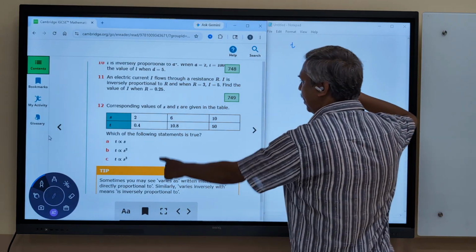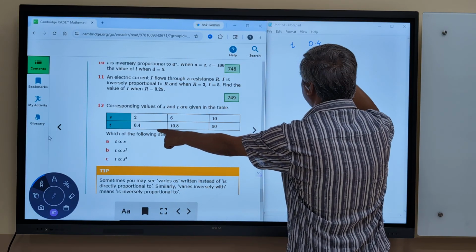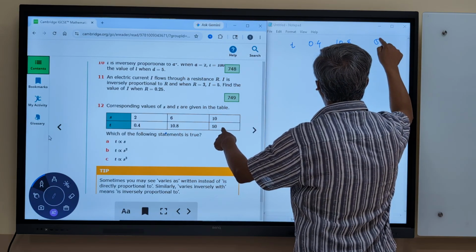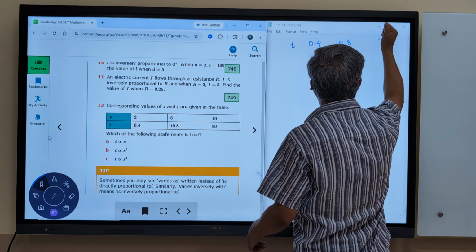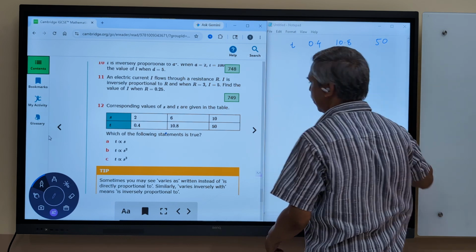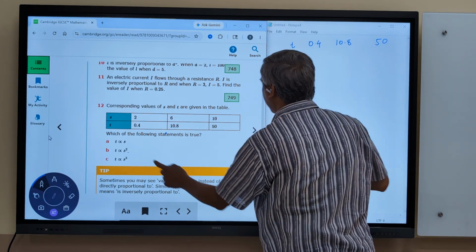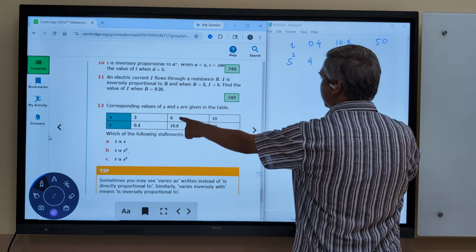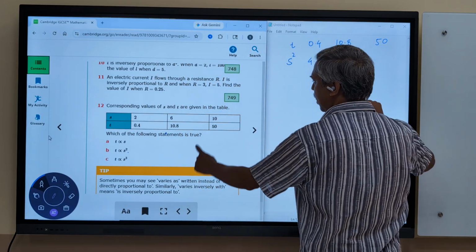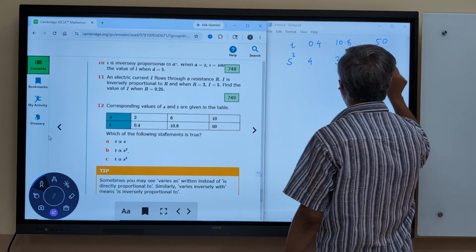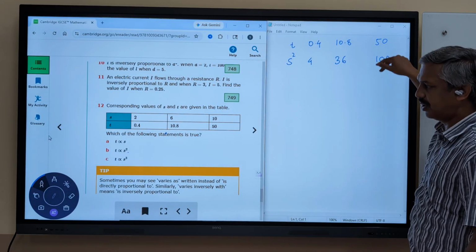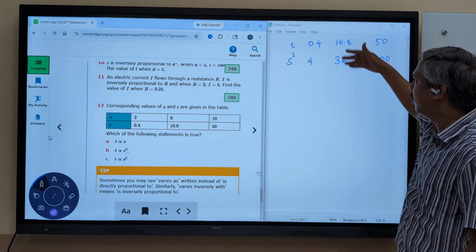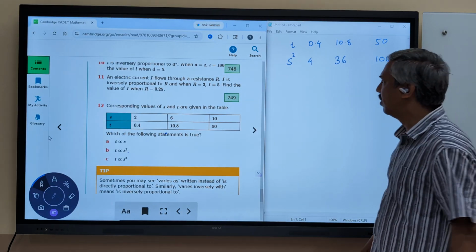So the values of T are 0.4, 10.8, 50. And S square: 2 square is 4, 6 square is 36, and 10 square is 100. Again, the ratio is not constant. If they are directly proportional, the ratio should have been constant. It is not constant. It's not working.